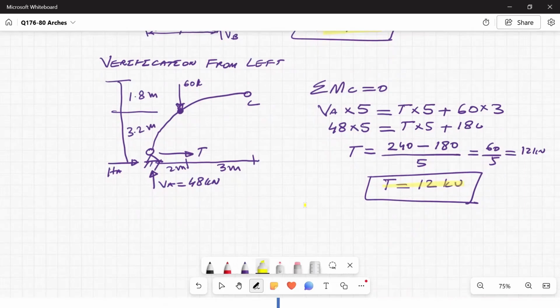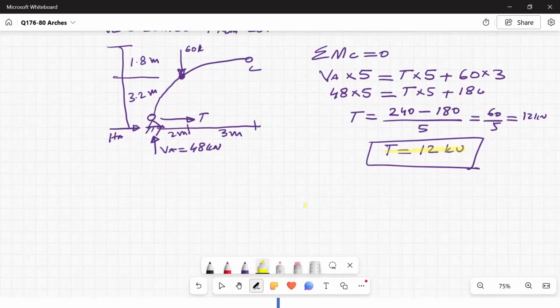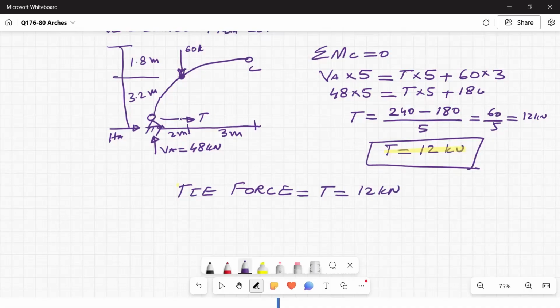Now here I want to write one very important note. The tie force, so I can say that tie force is equal to 12 kilonewton. Note that in a tied arch, the horizontal thrust is carried entirely by the tie rod, not the supports. So I'm going to write this note over here.